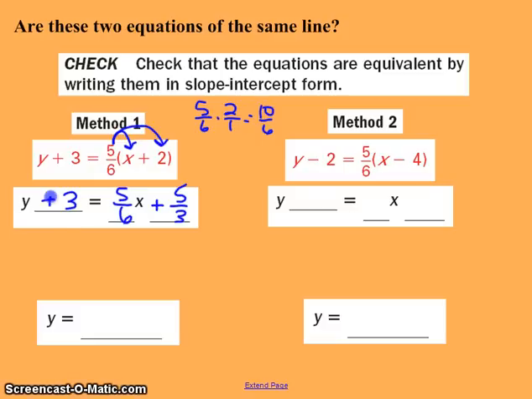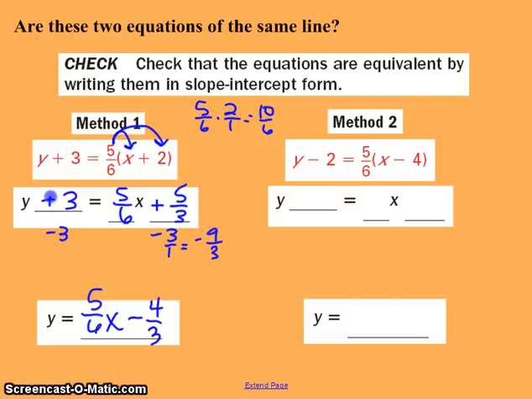To get y by itself, I'd have to subtract 3 on both sides, and that gives me y equals 5/6 x. And if I take 5/3 minus 3 as a whole number, I actually need to make a common denominator, so I can subtract 9/3 and have this be the same. So 3 minus 3 is the same thing as minus 9/3. I'd get this minus 4/3.